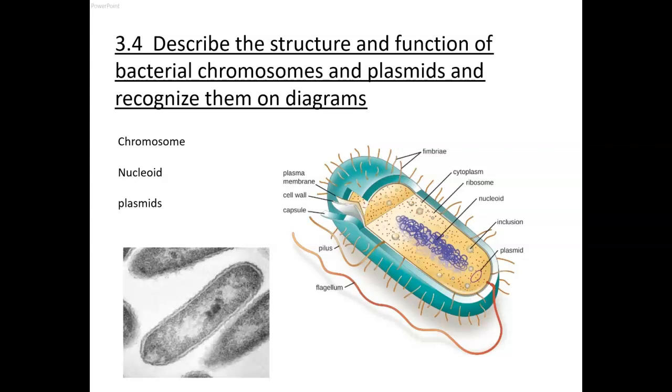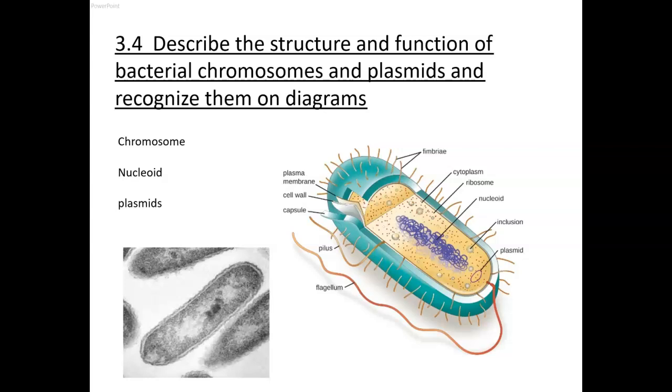We're in the last of our 4 videos for prokaryotic cells. One of the learning outcomes we're going to look at right now says: describe the structure and function of bacterial chromosomes and plasmids and recognize them on diagrams.